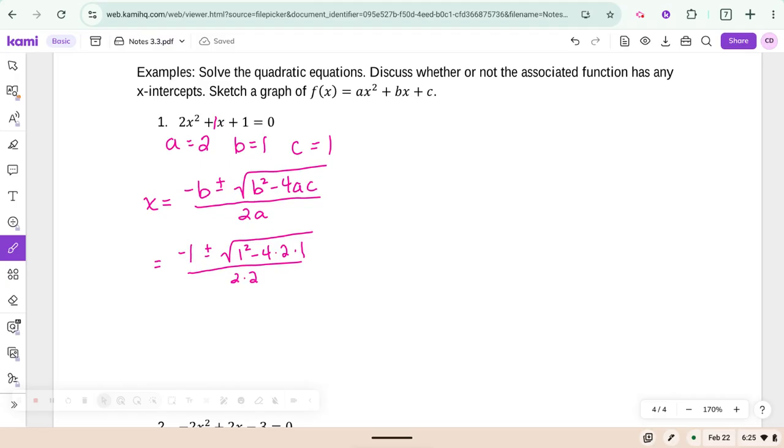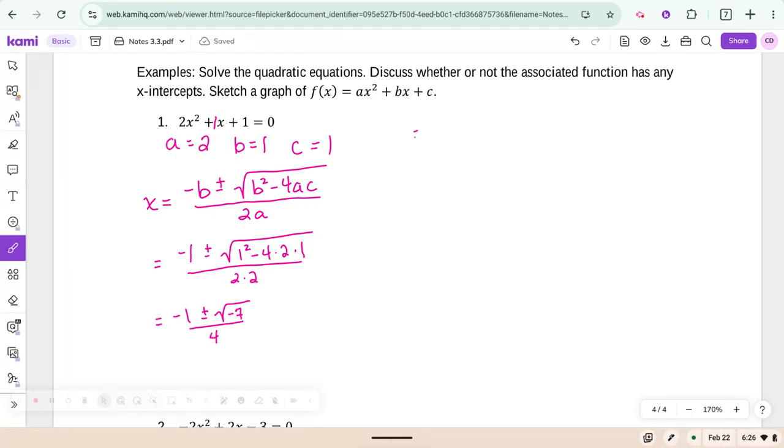You might remember that the part under the radical sign is what we call the discriminant. It tells us a lot about the type of solutions that we have. So 1 squared minus 4 times 2 times 1 turns out to be negative 7, and 2 times 2 is 4. When your discriminant is negative, this means that you're going to have two complex solutions. We're taking the square root of a negative number, so we know i is going to be introduced.